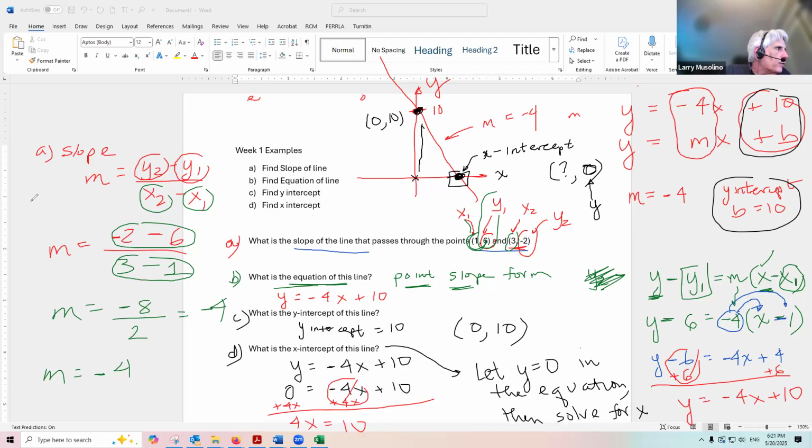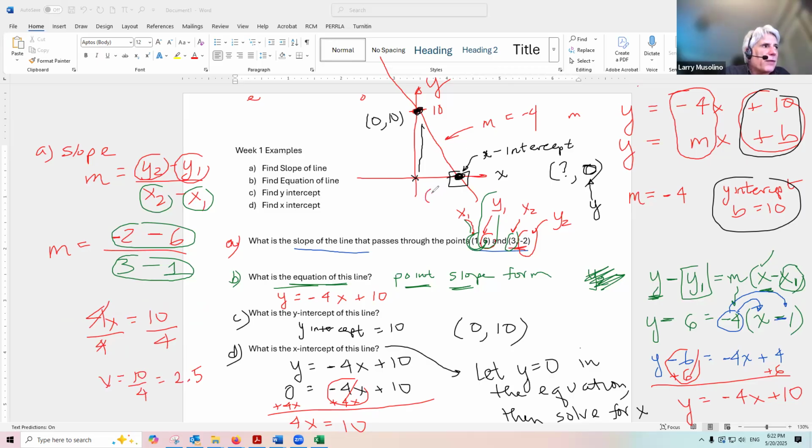Let me finish it up over here maybe. So we have 4x equals 10. I want to get x by itself. I'll divide both sides by 4 then because the 4 on top cancels out the 4 on the bottom. I have x equals 10 over 4, which I could write as 2.5. So this x-intercept is 2.5, 0. So the answer to part D is 2.5, 0.